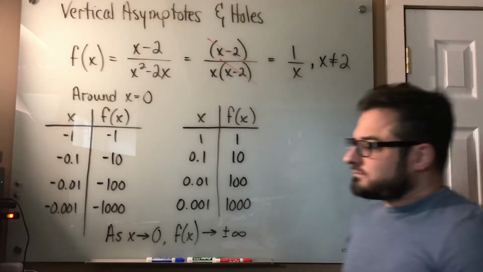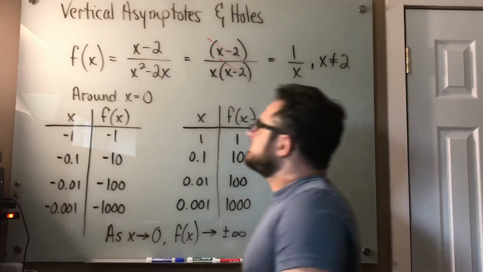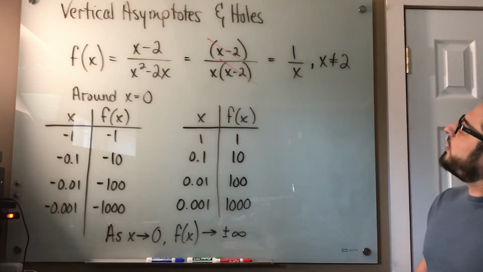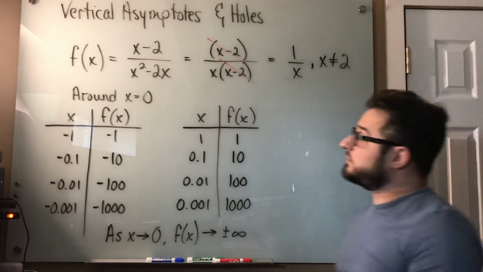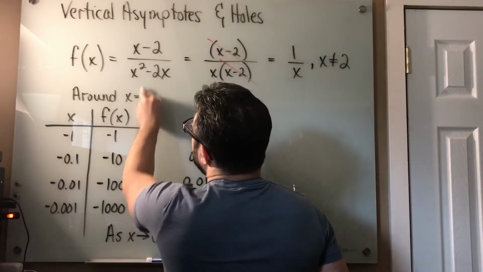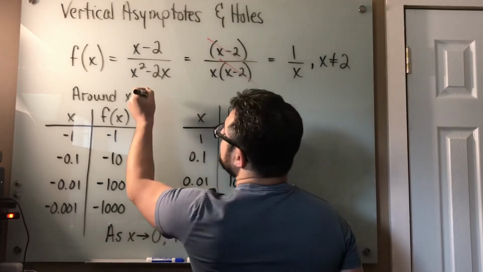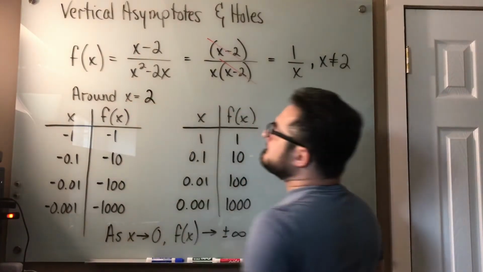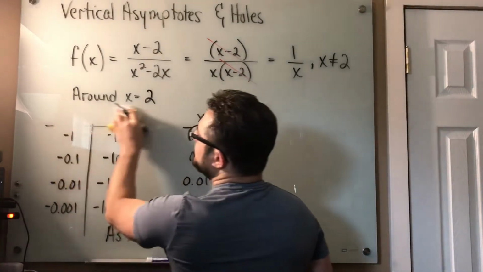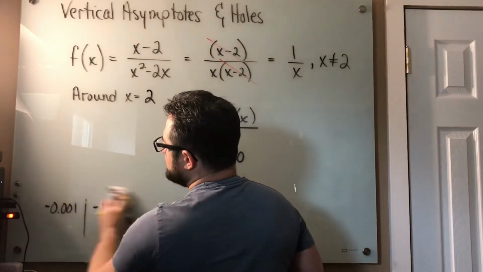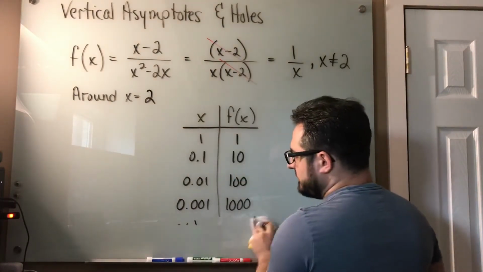Now, the reason that there's a hole at x equals 2, as opposed to an asymptote, is going to be based on similar reasoning. Now, we're going to have to build a new set of tables here, with a new set of x values and a new set of y values.